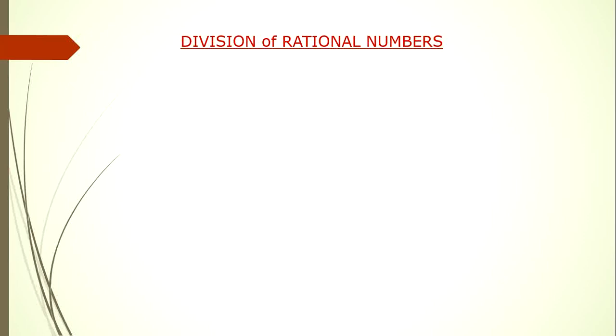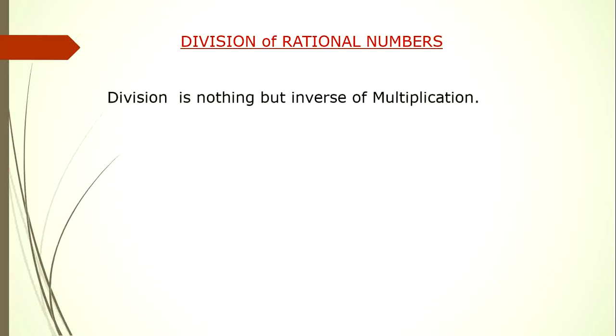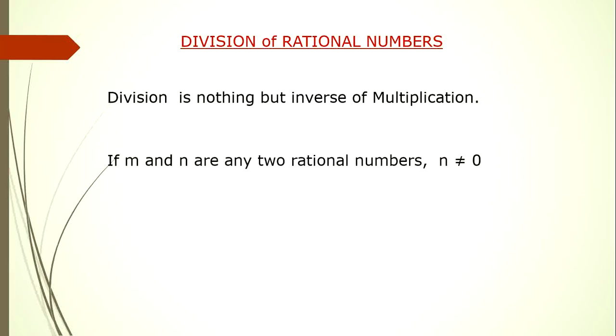Now let us go to the last operation, nothing but the division of rational numbers. Division is nothing but inverse of multiplication. If m and n are any two rational numbers, and here remember n should not be equal to 0, then m divided by n is equals to m into 1 by n. Here children, I am stressing on the concept that n is not equal to 0. If suppose n is equal to 0, then what do we have? We have m divided by 0, which is not at all defined. So, division is defined only when m divided by n, there n is not equal to 0.